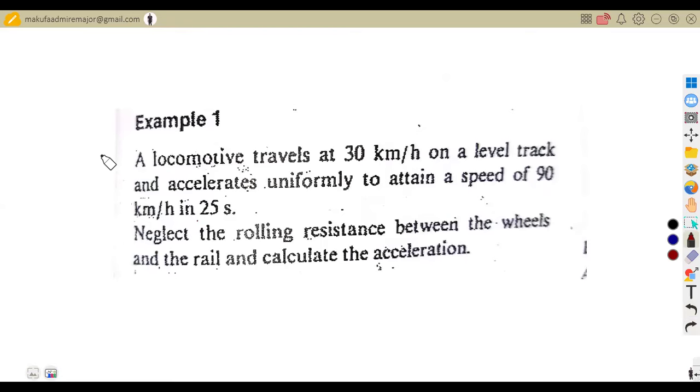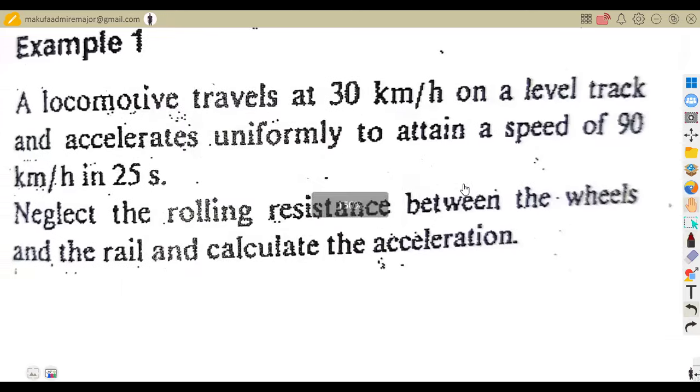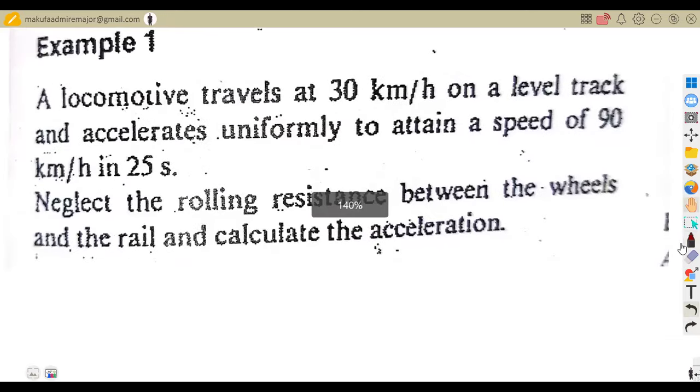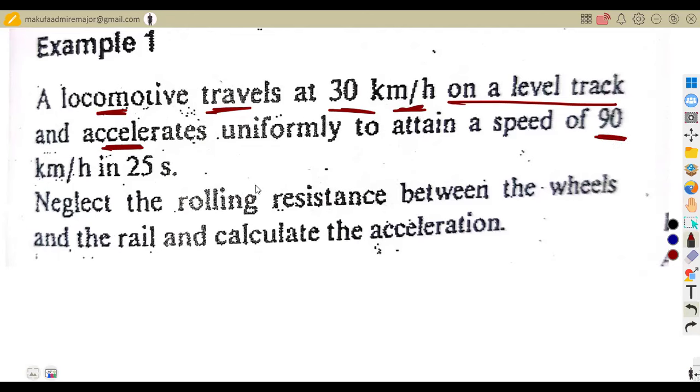Let's consider example number one. We are given here a locomotive that travels at 30 kilometers per hour, that is the speed that it is traveling at, on level track, and accelerates. So the first thing is on level track. And there is an acceleration with a uniform rate until it attains a speed of 90 kilometers per hour in 25 seconds.